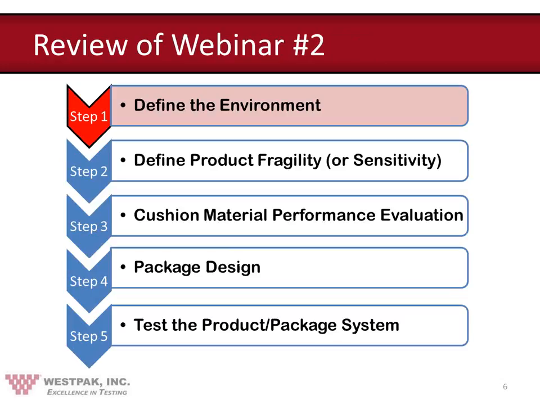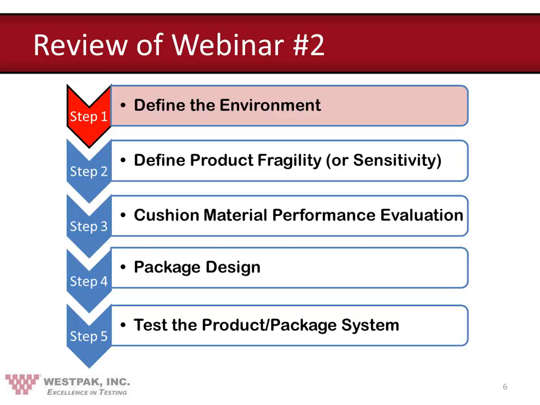Edmund, can you tell us about webinar number 2? So webinar number 2 was step 1 of the 5-step method, which is pretty much to define the environment. Now, to define the environment is really important because you want to know what your package, your unit, is going to see when you ship it out. And depending on its hazards, it could be really, really severe or not so severe.